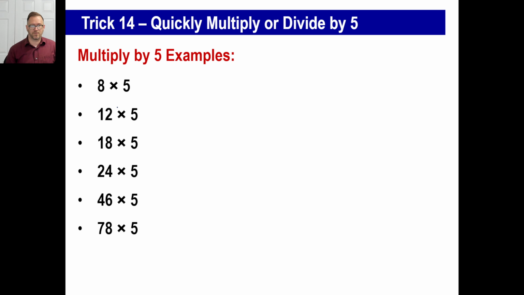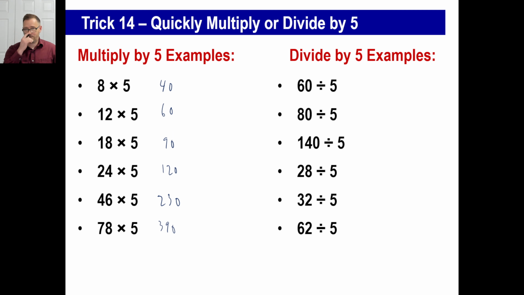We all know 8 times 5 gives us a number that's half of 8, 4. 12, half of 12 is a 6, but it's 60. 18, what's half of 18? 9 with a 0, 90. 24, what's half of 24? There we go. Half of 46? 23. Half of 78, a little bit more interesting there. 39. Not 34, 39 with a 0. Boom, there you go. That's multiplying, okay?